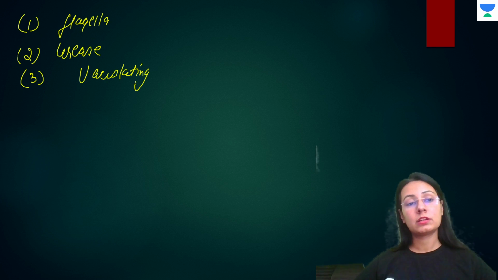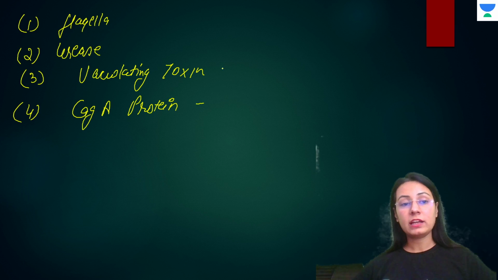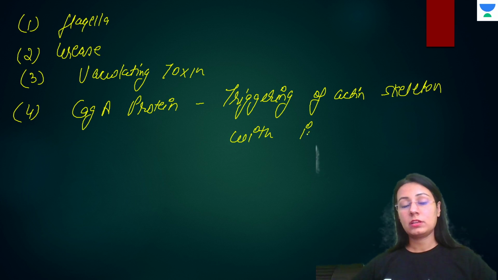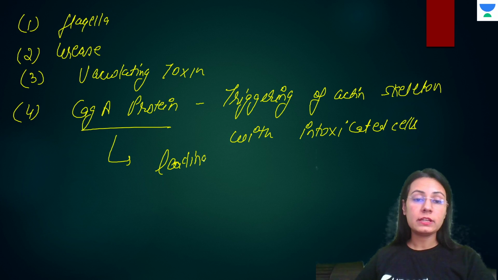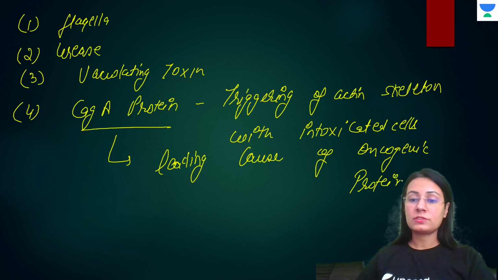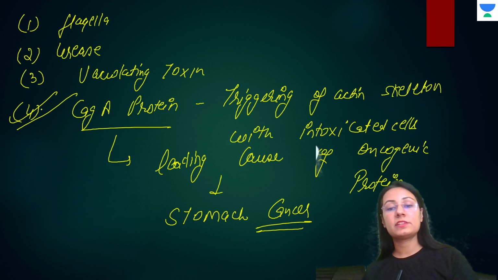Now another virulence factor, one is that we saw flagella, another we saw urease, and third we saw vacuolating toxin. Now we'll talk about the CagA protein. CagA protein is having the triggering action, the triggering of actin cytoskeleton within intoxicated cells, and it is the leading cause of oncogenic protein that is causing the stomach cancer. So therefore, the answer will be CagA protein because this is a factor that is responsible for the stomach cancer.